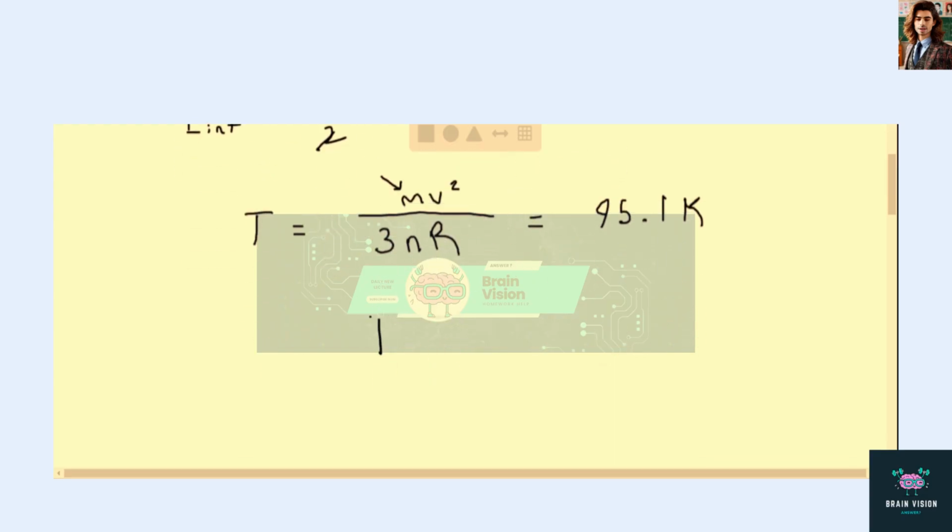So what we just figured out is that if we were to take all of the energy from a bullet traveling at 770 meters per second and somehow convert that all into thermal energy, into the internal energy of an ideal gas, we could heat up that gas all the way up to 95.1 degrees Kelvin.